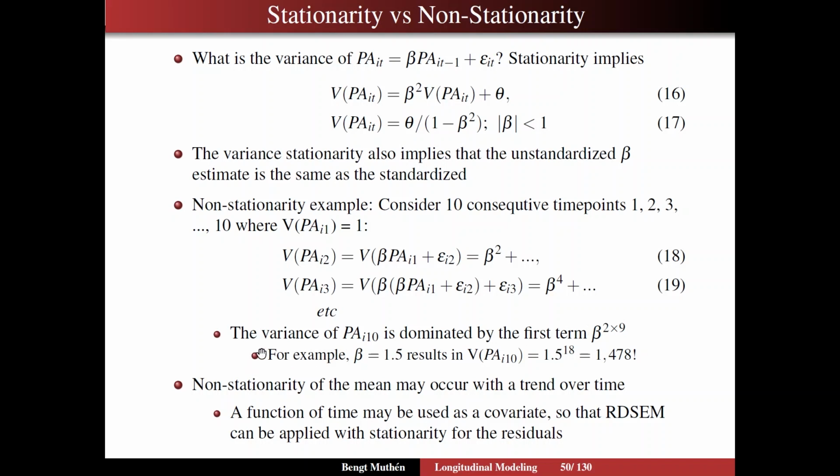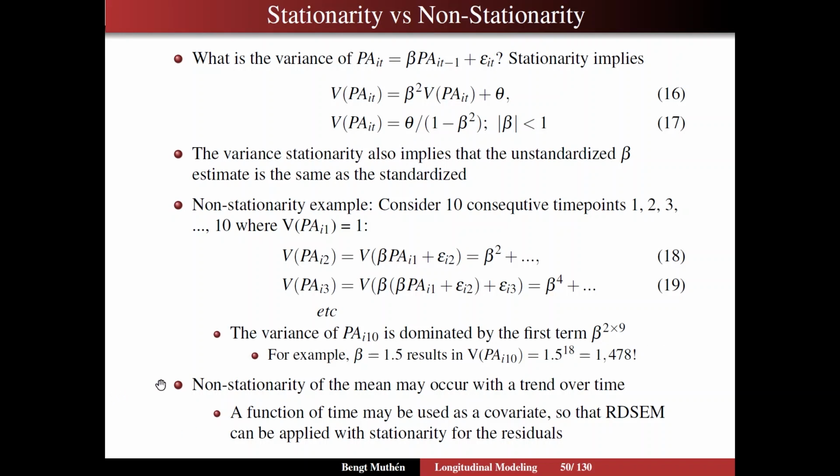So for instance, if we have a beta of 1.5, which is not within the stationarity range, that would result in the variance at the 10th time point being 1.5 to the power of 18, which is 1,478. So a very large variance, and you can then imagine that if you generate data with such a model, the values would explode over time.